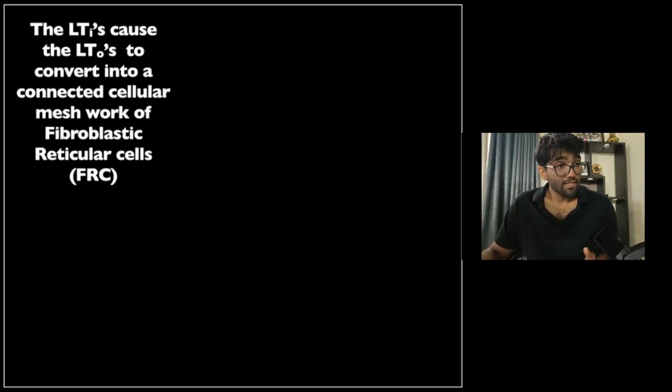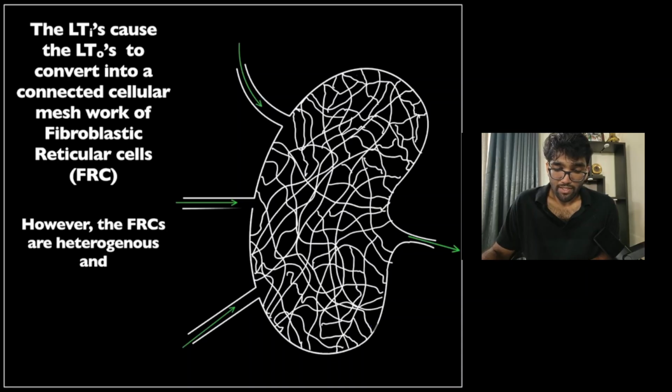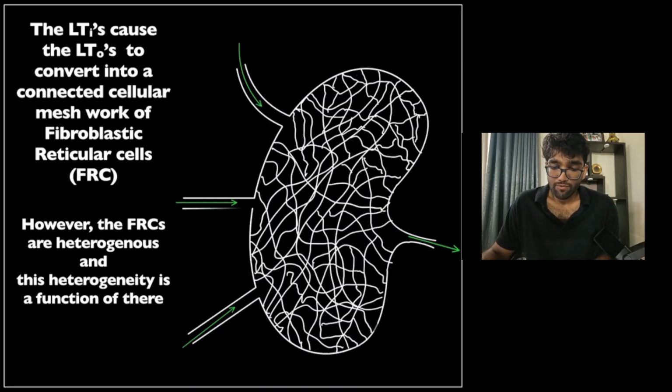So we need to understand exactly how this results in the lymph node that I described in the beginning of this screencast. This is a lymph node as it is forming. So the lymphoid tissue organizer cells have converted into reticular cells or fibroblastic reticular cells, and they have formed a meshwork within the putative lymph node that is to be formed. Now, within this meshwork, the fibroblastic reticular cells are heterogeneous, and this heterogeneity is actually a function of their location. Where they are located within the putative lymph node is what determines what type of chemokines they produce.